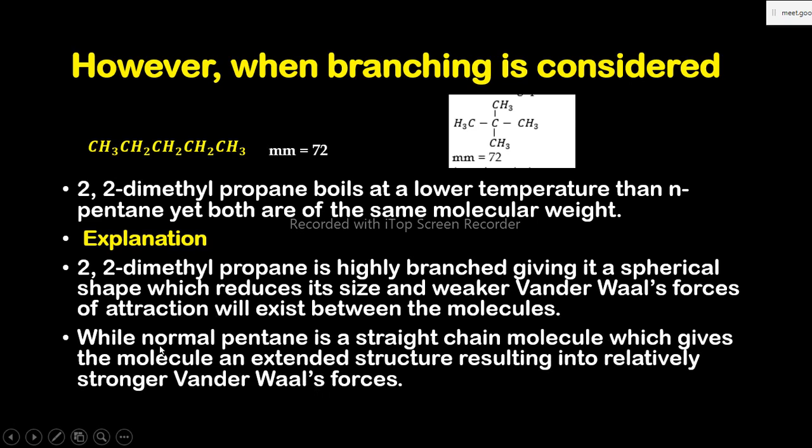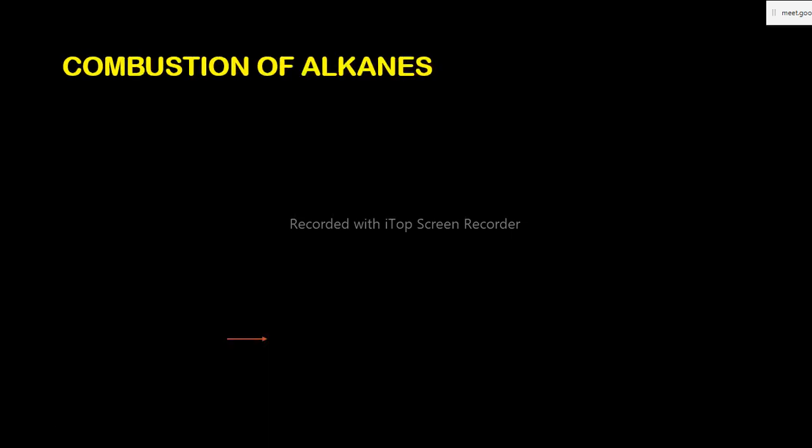While in N-pentane, being a straight chain molecule, it has an extended structure, which results in relatively stronger van der Waals forces of attraction, hence requiring too much energy to break. Is that really okay to all of us?